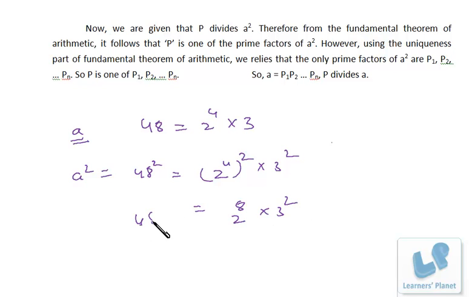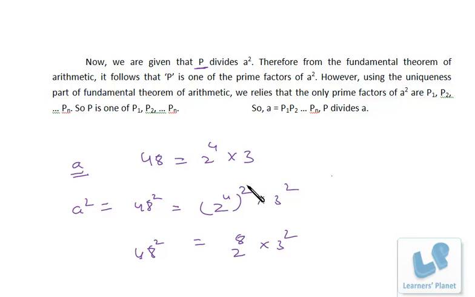That's 48 square. Now according to this theorem, if any number p divides a square, and this p is actually a prime number, then according to the fundamental theorem, it will definitely be a prime factor of a also. Because if it is a prime factor of a square, it will be a prime factor of a also. So we can see it over here.